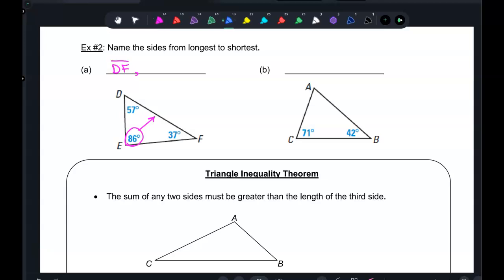Okay, second largest angle is 57. So look directly across, so EF. Just make sure when you're naming the sides, you're using segments. Okay, and then the last one, 37. DE, good.